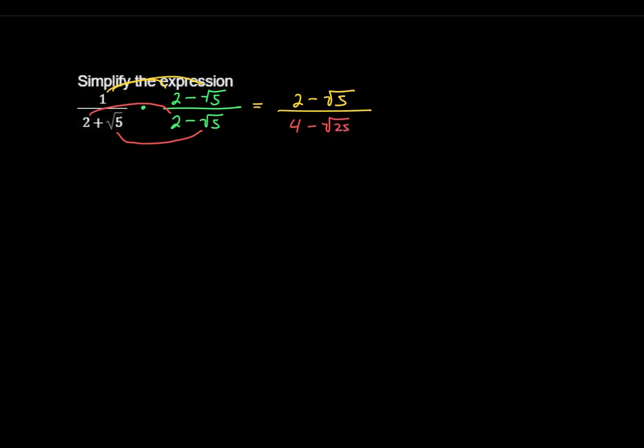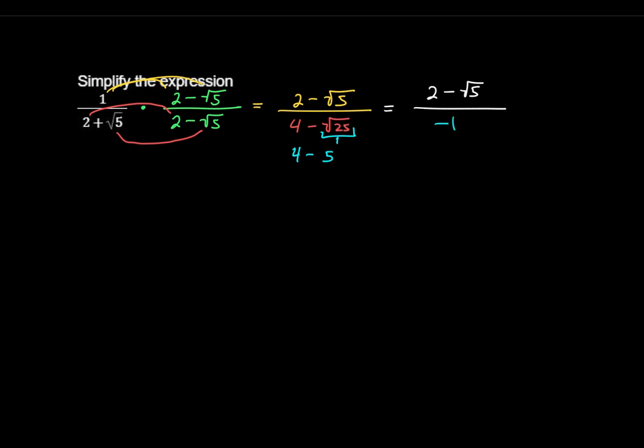We're going to have to try to break down our radicals. The square root of 5 is not a perfect square, and there's no perfect squares that go into it, so I won't be able to do anything with the square root of 5. So it's going to stay 2 minus the square root of 5. On the bottom, however, the square root of 25 is a perfect square, so the square root of 25 is 5. So on the bottom, we have 4 minus 5, which is negative 1.